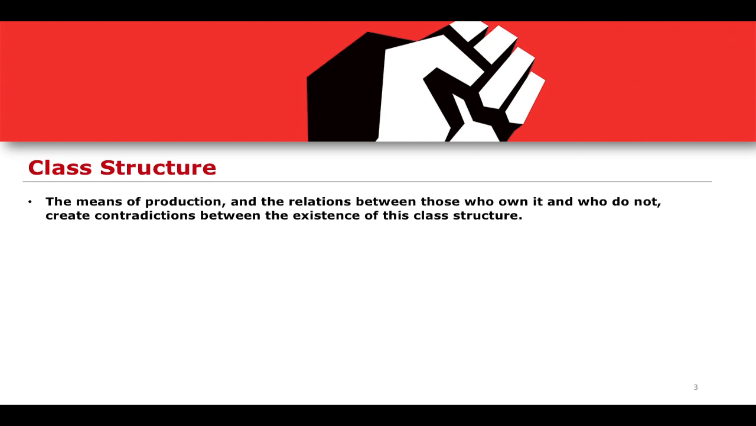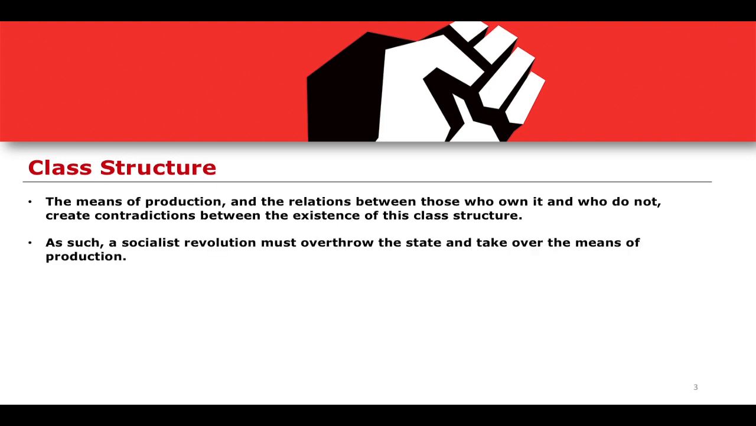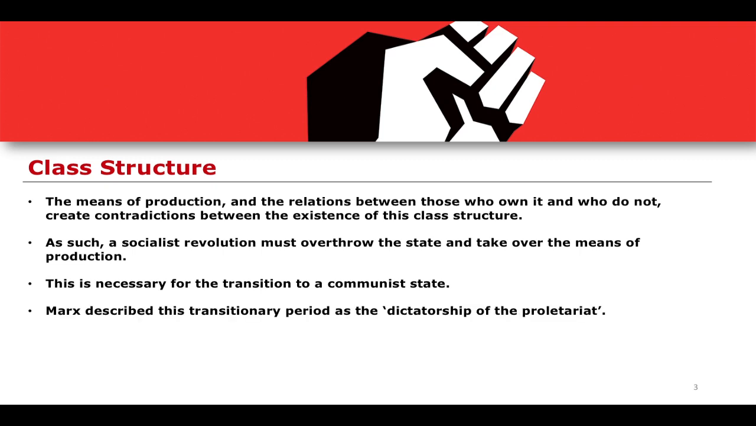And the means of production and the relations between those who own it and those who do not create contradictions between the existence of the class structure. As such, what a socialist revolution seeks to do is overthrow the state and take over the means of production. And this would be necessary for the transition into a communist state or into a socialist state, because Marx doesn't really delineate between the two.